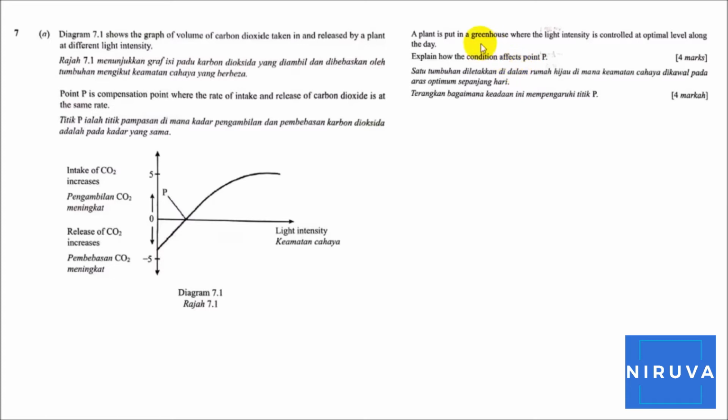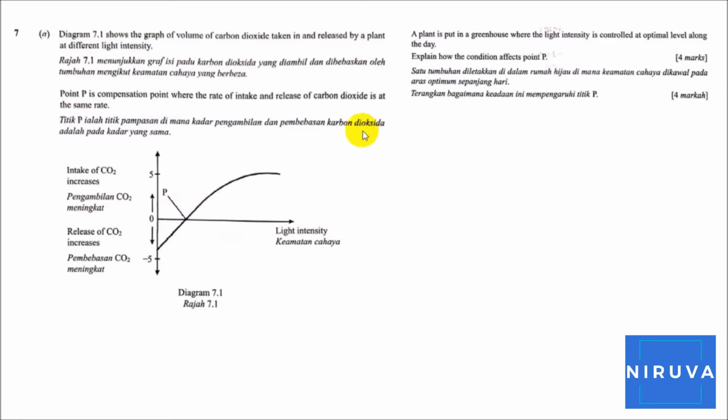The technology of greenhouse is actually aimed to maximize the plant's growth, and at the same time it will increase the crop yield. In normal condition, plants will utilize carbon dioxide during the daytime. But constant supply of light in a greenhouse disrupts point P.